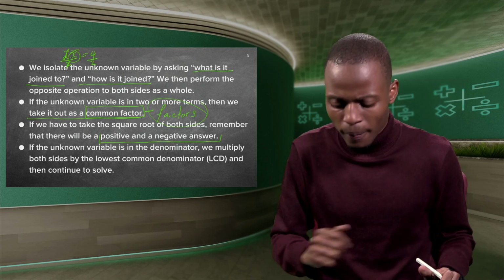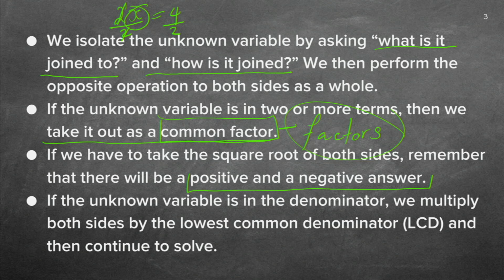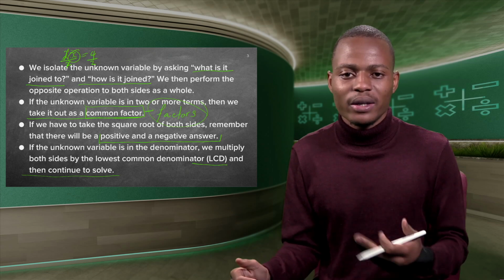Moving on, if the unknown variable is in the denominator, we multiply both sides by the lowest common denominator. So we need to multiply both sides by the LCD and then continue to solve. These are the tips for solving literal equations.